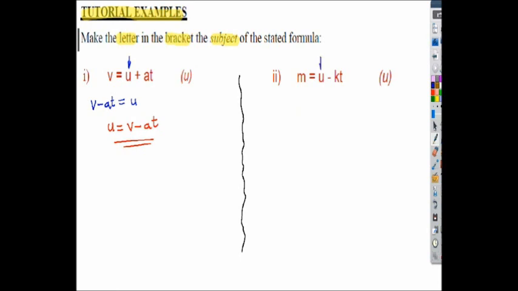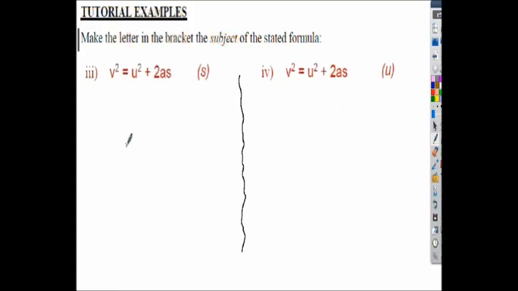Question 2, I'm given m is equal to u minus kt. I've got to rearrange the equation again to make u the subject. So I need to remove from the right hand side the negative kt. So on the next line we're going to add kt to both sides of the equation. So on the left hand side I will get m plus kt, adding it to both sides, and that's equal to u. Again, just turn the equation around. u is equal to m plus kt. And again, that's my transposed form.